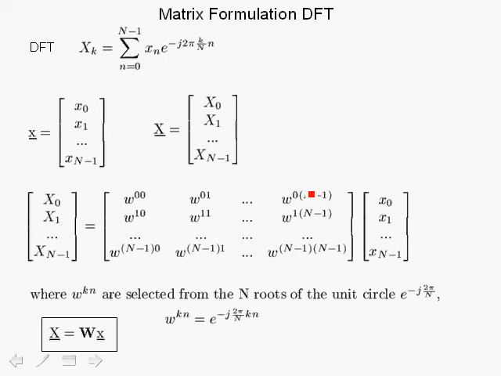Now, what we will do is use the matrix W shown here in bold, and we obtain a very compact equation for the discrete Fourier transform. Shown over here, where we have vector capital X is equal to W times vector lowercase x.